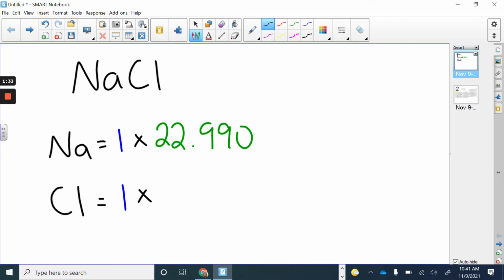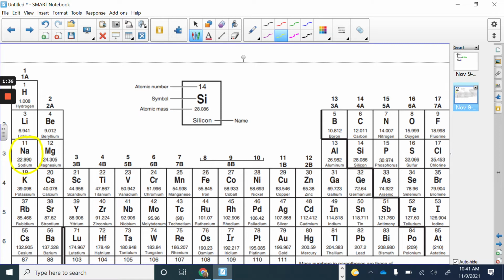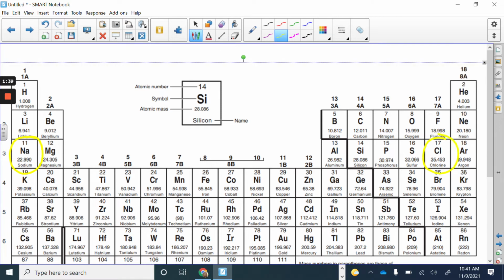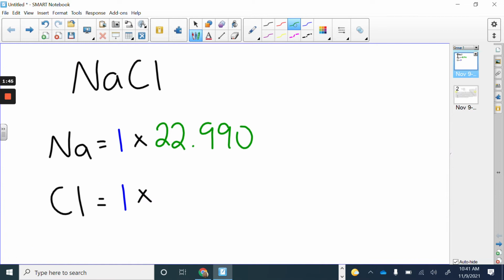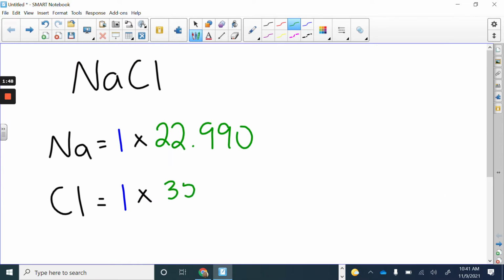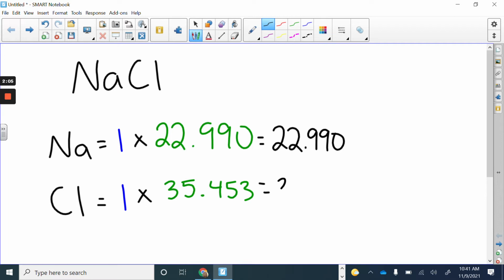And then we're going to do the same thing for chlorine. Multiply by chlorine, go over to the periodic table. I find the mass of chlorine is right here, which is 35.453. We'll go back over here, and we'll do 35.453. So when we do that math, 1 times anything is just that number, right? So 22.990 and 35.453.